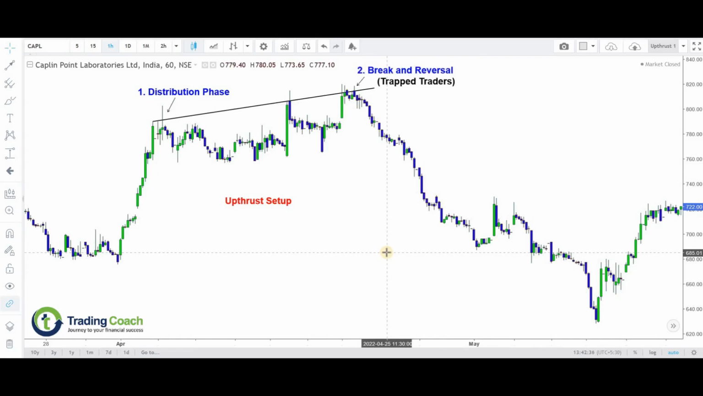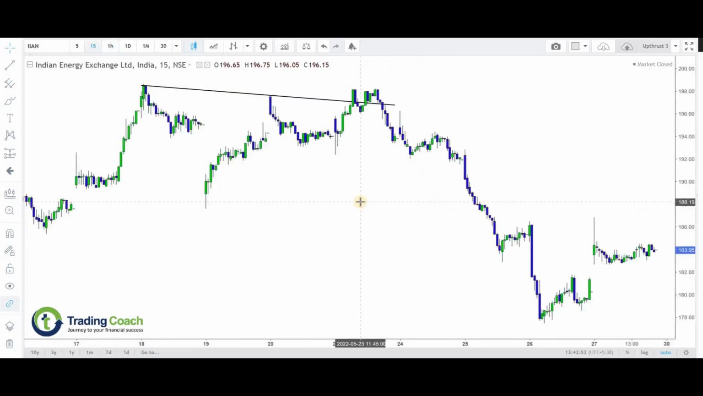Okay, so let us look at one more example similar to this. All right, guys, take a look at this. This is another stock which has given a setup recently, just a couple of days ago. This setup took place on the 15 minute chart on IEX, that is Indian Energy Exchange. If you look at the price action over here, again a similar kind of price action. We have a nice range, a nice distribution phase, and right after the distribution phase, you can see that the prices just broke out, and there is a reversal. There is a nice break and reversal, followed by which the prices fell like anything.